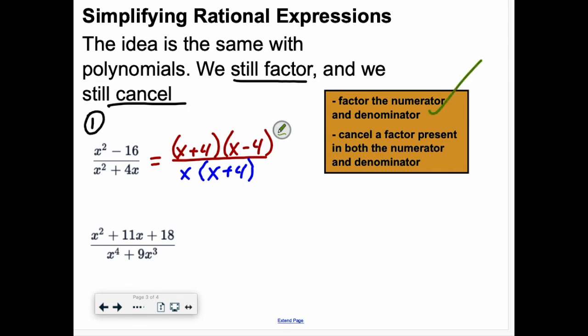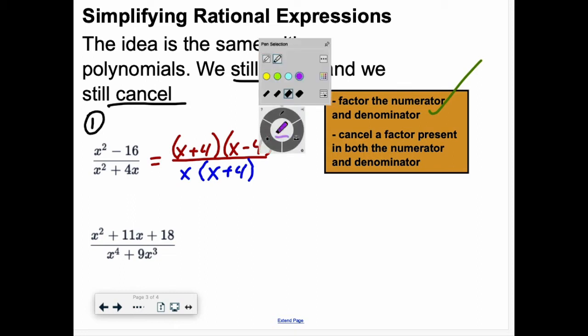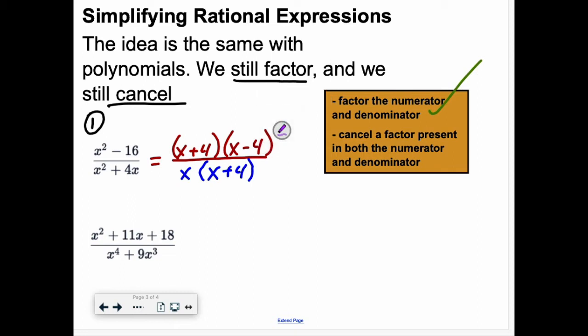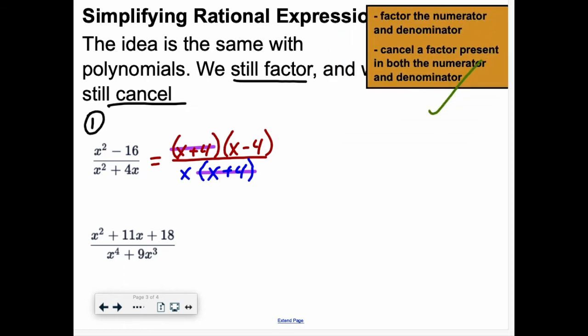Now I need to cancel things out that are in both the numerator and the denominator. So if I'm looking through this, I see that there's an x plus 4 and an x plus 4. I can cancel those out. They're going to cancel out entirely. And I'm just going to rewrite what's left. My numerator has x minus 4.